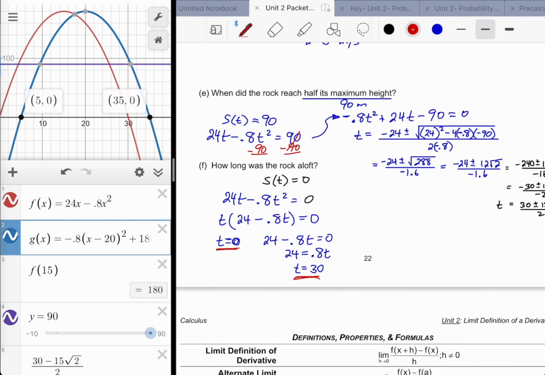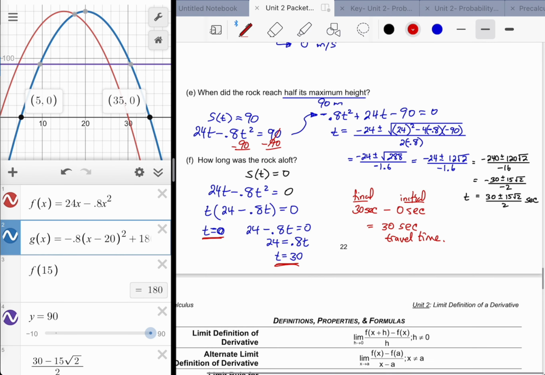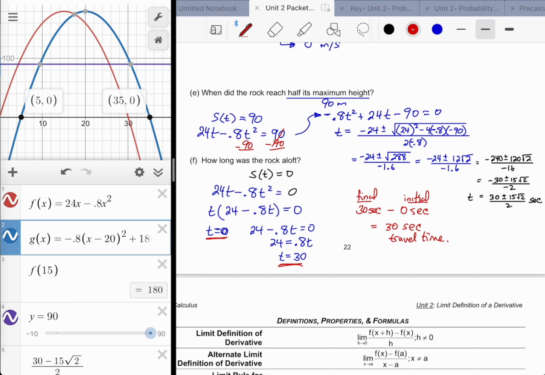But in this case, it would be 30 seconds minus 0 seconds. So this is the final. This is the initial. So the difference would be 30 seconds. And that's the travel time. And that's really it.